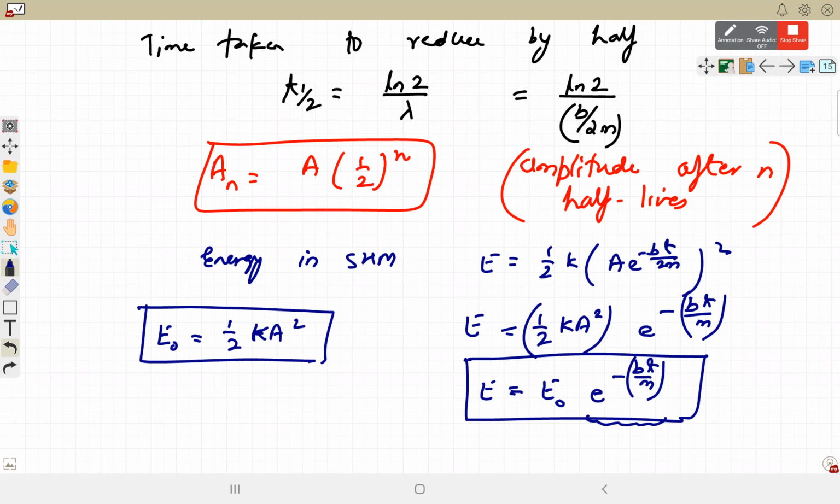Okay. Next is because of the damping, the energy is lost. But suppose if you have to maintain the frequency, maintain the amplitude at a certain value, then we have to apply a gradual periodic force.